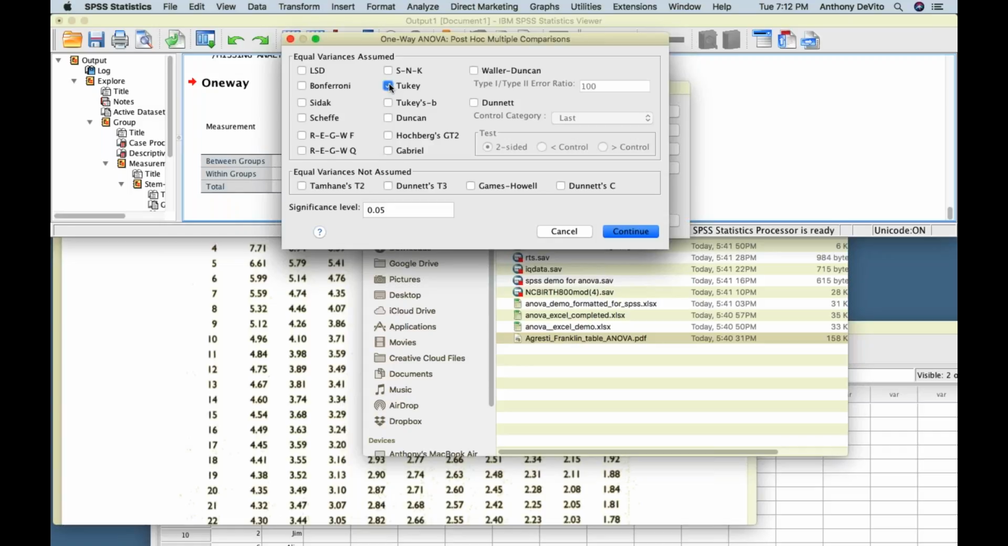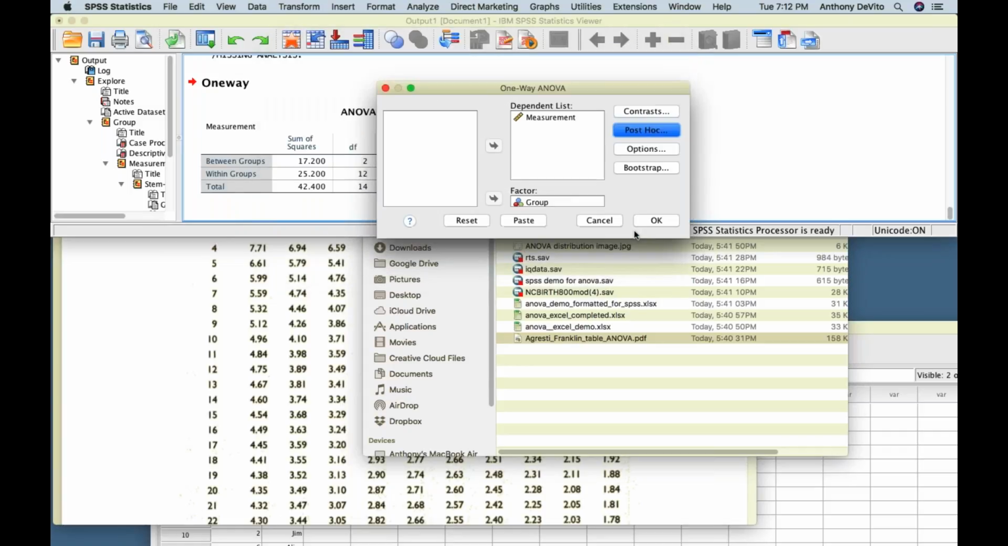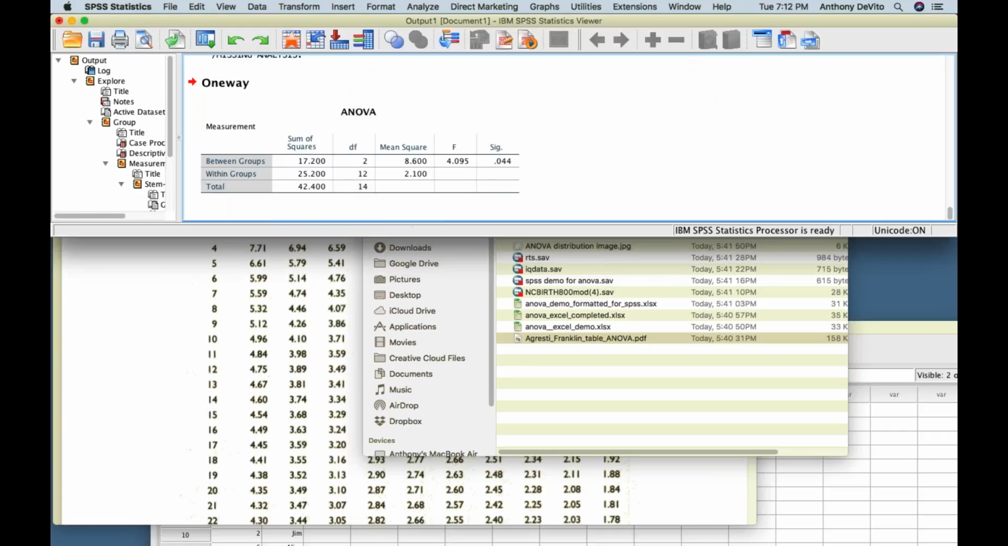It's kind of like Russian roulette, right? If you keep doing it often enough, you're bound to be wrong, right? So I'm going to say Tukey. I'm going to say continue, and I'm going to say OK.